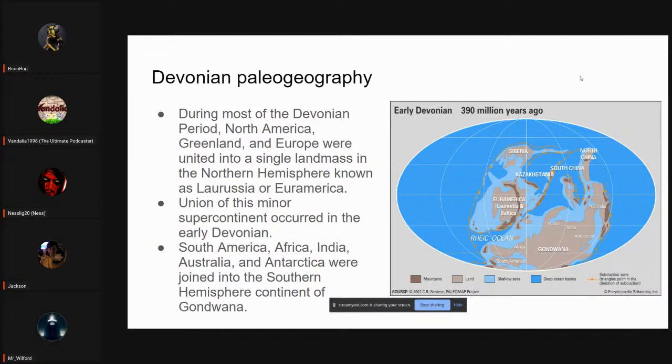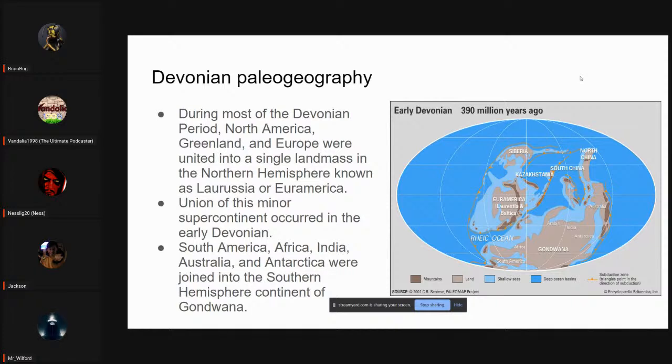So during most of the Devonian period, North America, Greenland, and Europe were in this single minor supercontinent known as Laurasia or Euramerica. And then up to the north, Siberia was kind of doing its own thing. Is it pronounced Laurasia? There'll be Laurentia. Laurasia is a different supercontinent that formed a little bit later on, right? Yeah. Sorry, I got that messed up. Laurentia is what I meant to type there. Sorry.